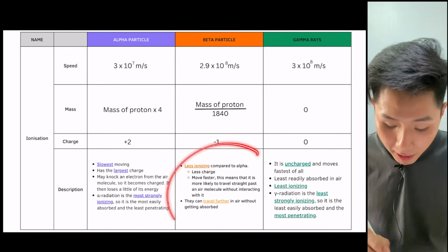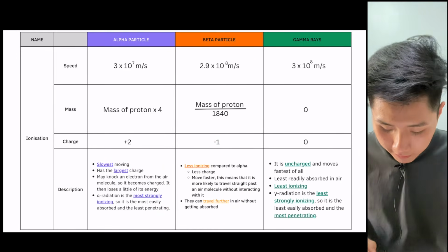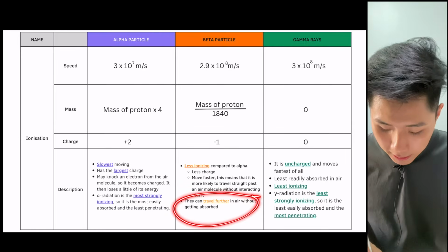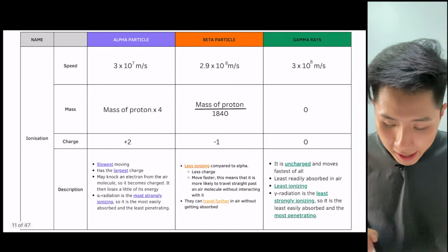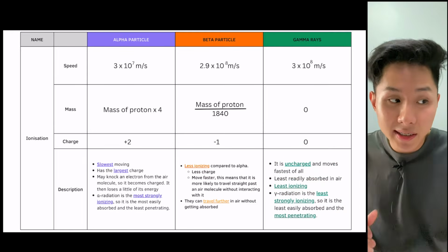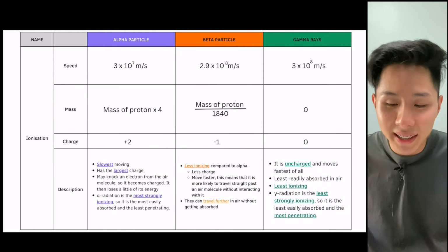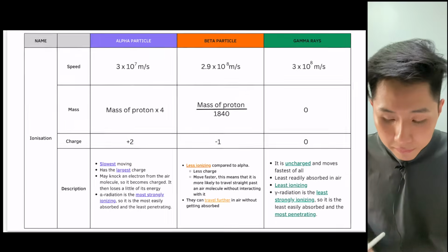And beta particle is less ionizing as compared to alpha particles because it's just an electron, right? And they can travel further in air without getting absorbed. That's why they can travel past this paper. And as for gamma ray, it is uncharged. It is also least ionizing because it just can't ionize. It travels too fast and then it penetrates through something very quickly, very easily.